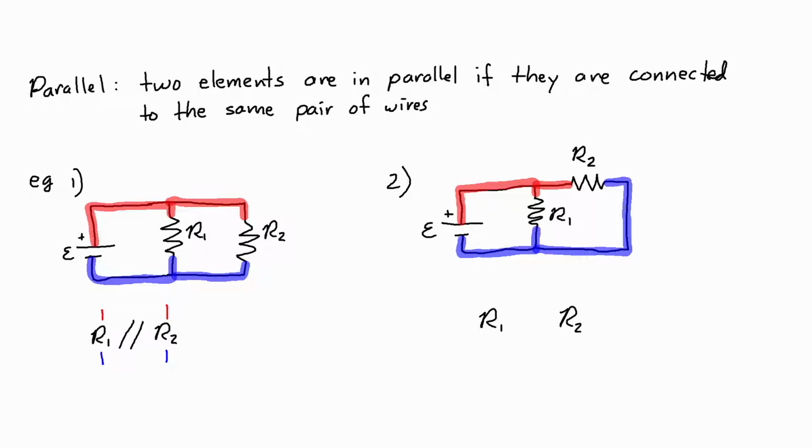And then underneath, again, I can write R1 and R2, and I'll just label the different wires. So R1 is connected to red and blue, and R2 is also connected to red and blue. So even though R1 and R2 are not drawn in the schematic side by side, they are actually parallel because they both are connected to the red wire, and they're both connected on the other side to the blue wire.